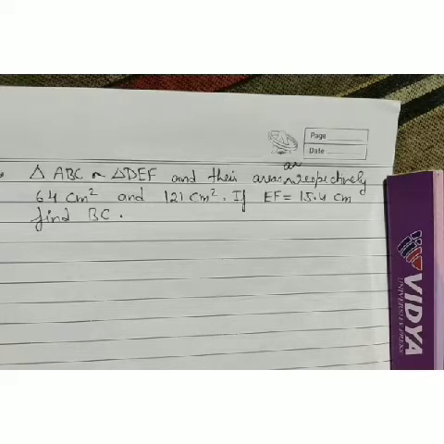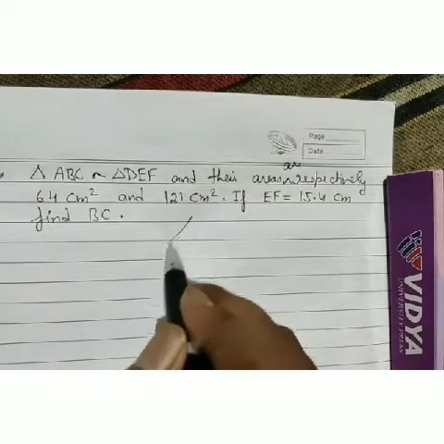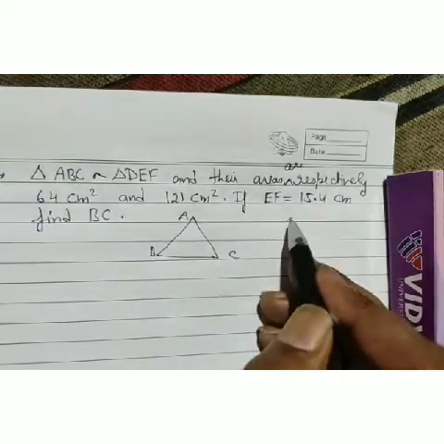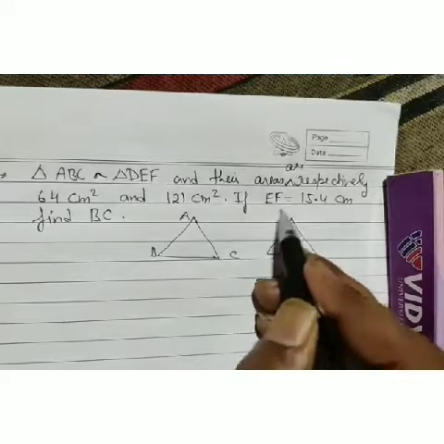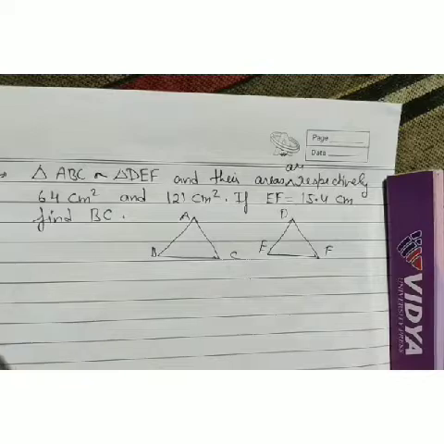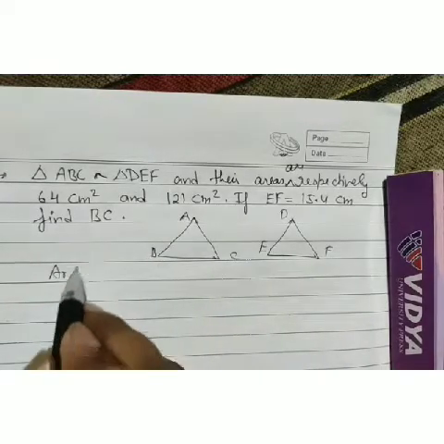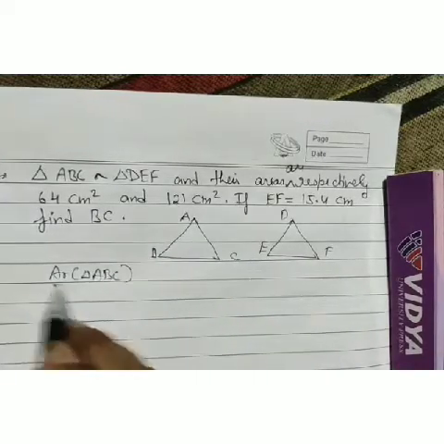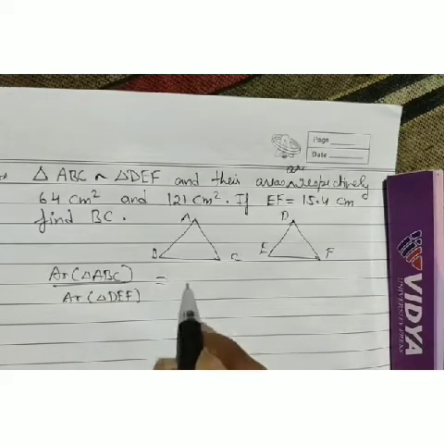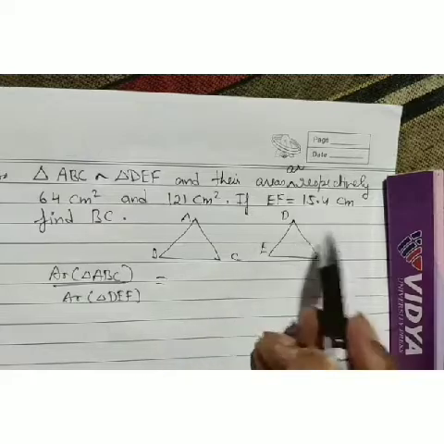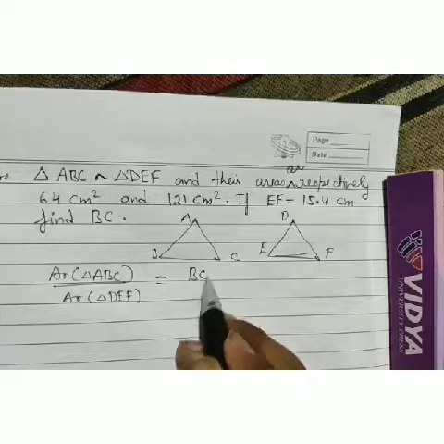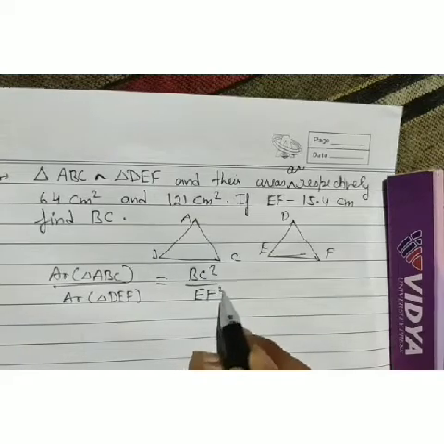Now what do we do? ABC, DEF. We have already proved that the area of triangle ABC to the area of triangle DEF is equal to the ratio of squares of their corresponding sides. We have EF and we have to find BC, and we write down here BC square is to EF square.